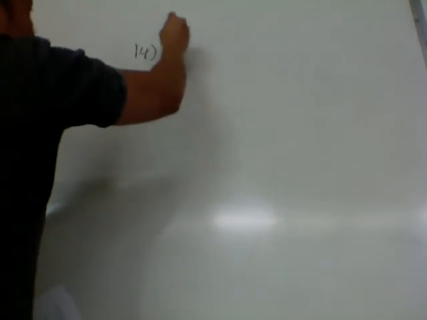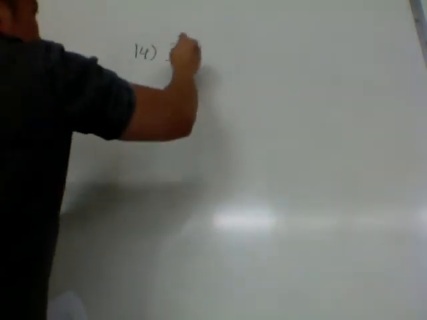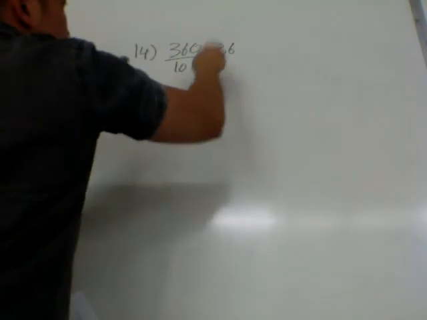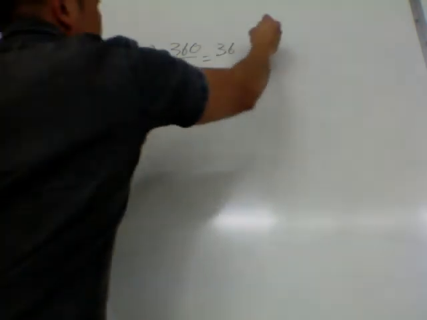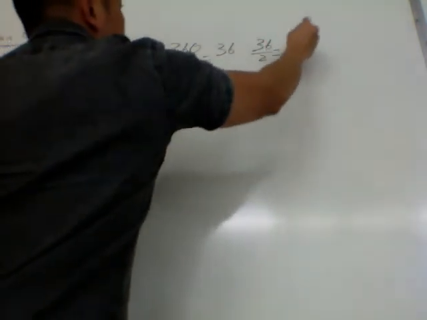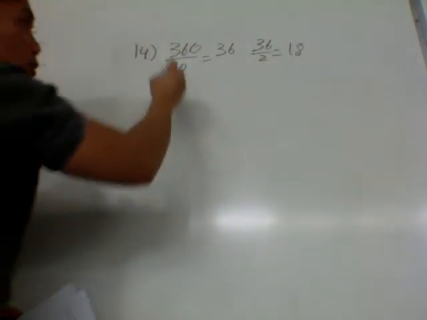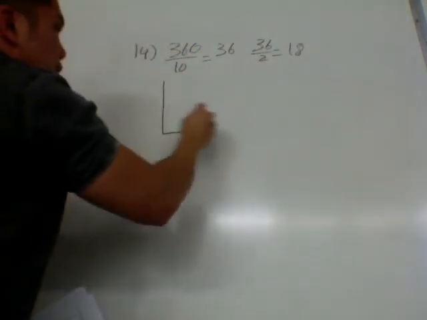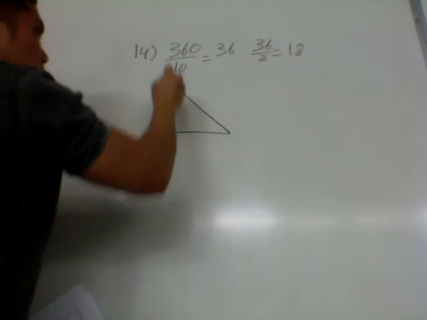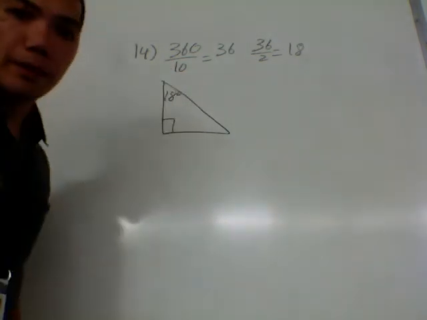Okay. Now, number 14, I have a decagon. So that means the first step here is to do 360 divided by 10. That gives me 36. And then I have to take 36 divided by 2, and that gives me 18. So I know when I draw my right triangle that it is going to be 18 degrees up here.